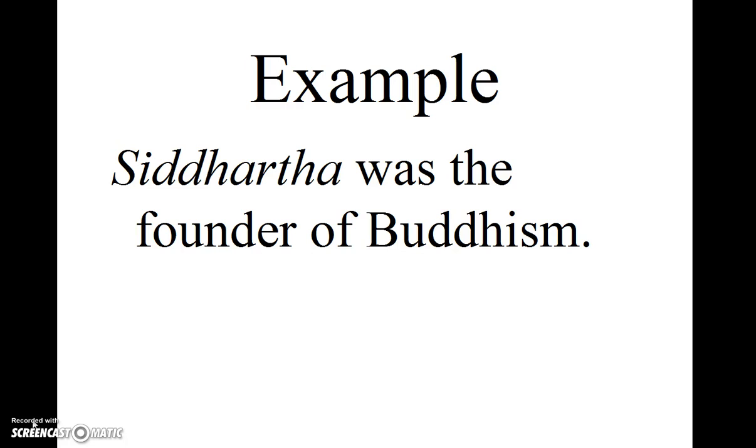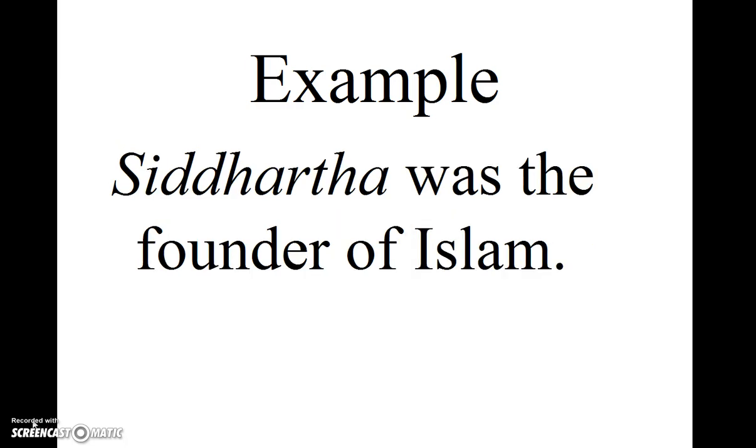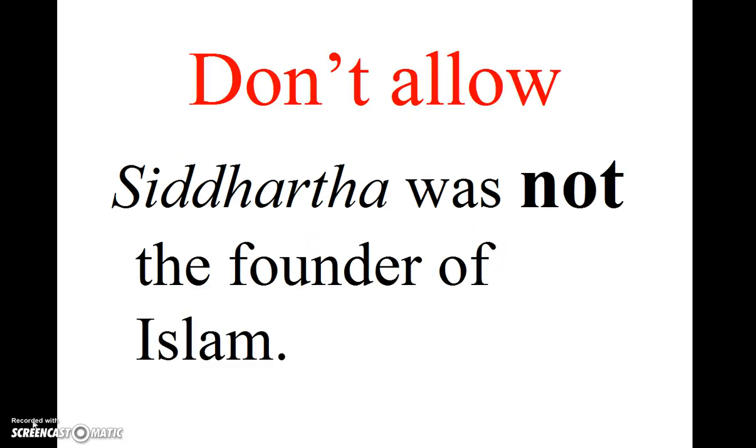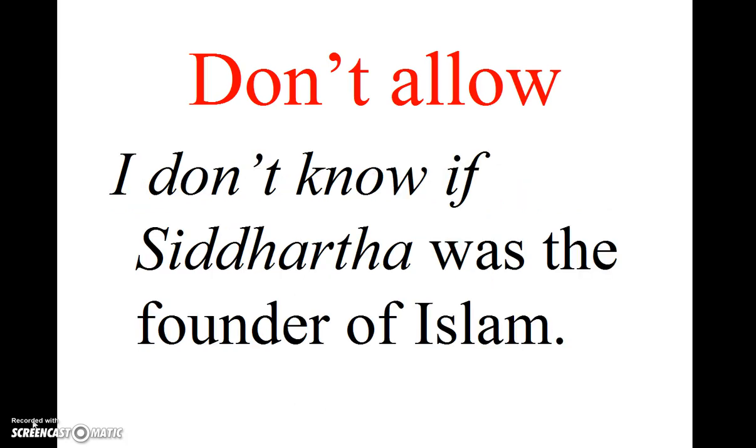Suppose we have the item, Siddhartha was the founder of Buddhism. That's true, and all the student has to do to get credit for that item is to leave it as is. But suppose the item was, Siddhartha was the founder of Islam. That's false. But for the student to get credit for it, the student can't merely say false. The student has to figure out how to make it true. Well, don't allow the student simply to put the word not in there. Don't allow the student to say, I don't know if Siddhartha was the founder of Islam. Now that's a true statement.